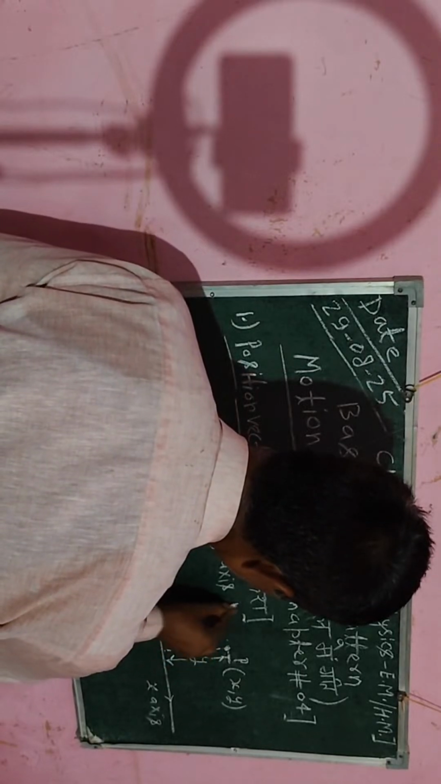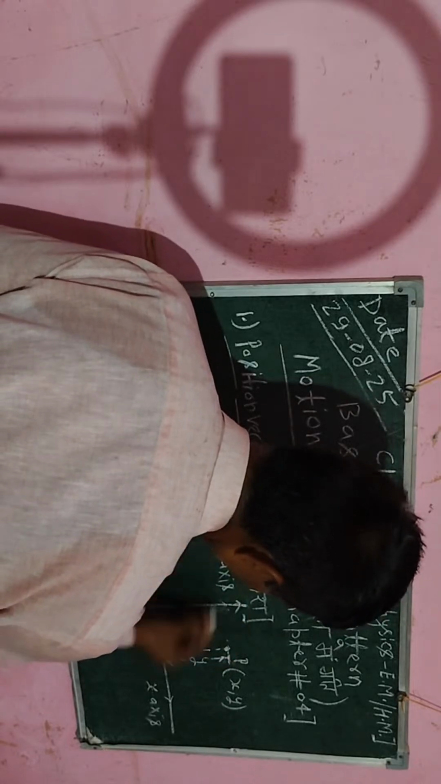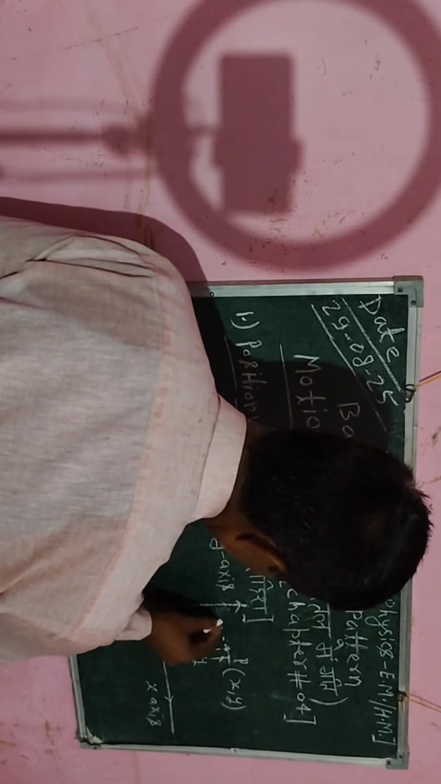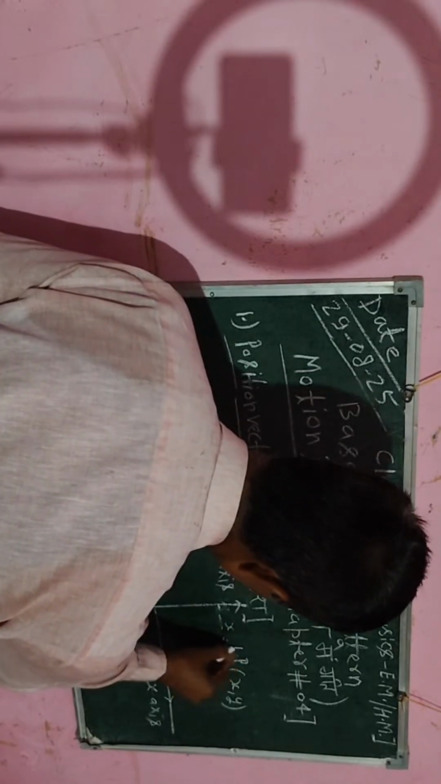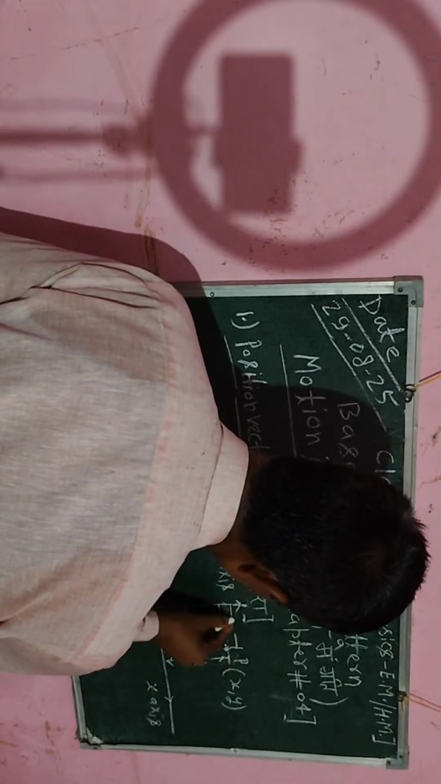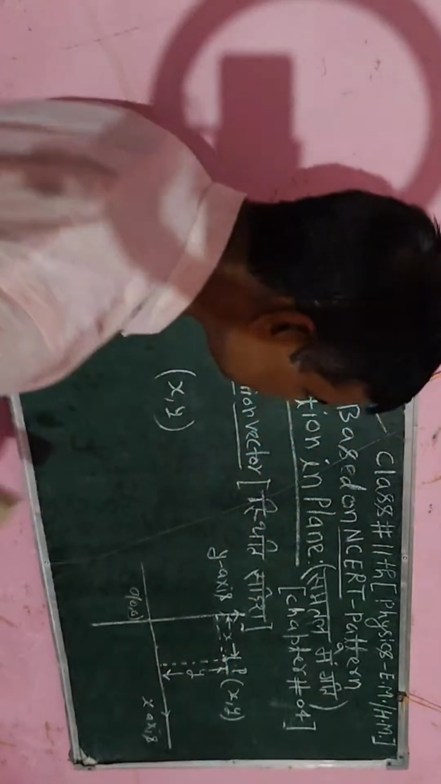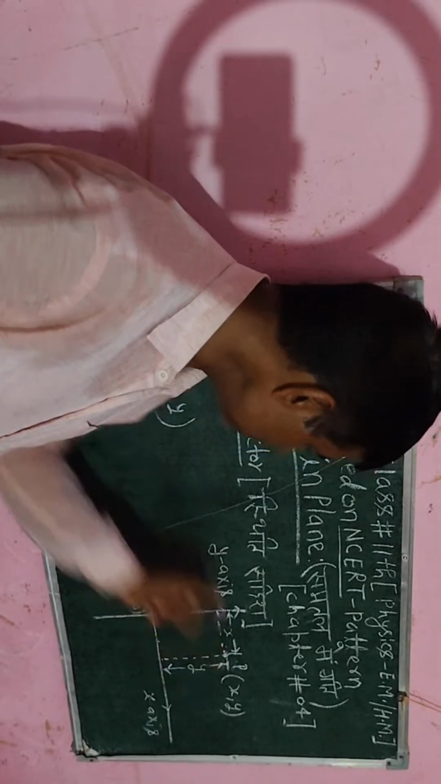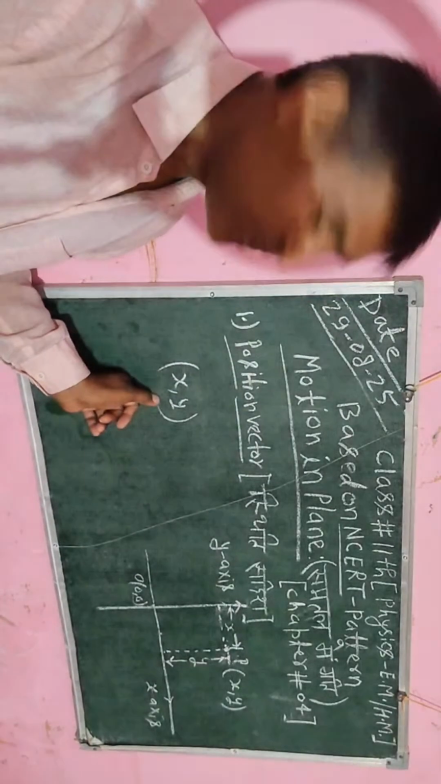Now I will draw a line perpendicular to the y-axis. So I will say this is the length x. From this point to this line, this is the length x. Here I am going to explain its geometrical meaning. Any point that is written in the form x, y, x is known as the abscissa, and y is known as the ordinate.